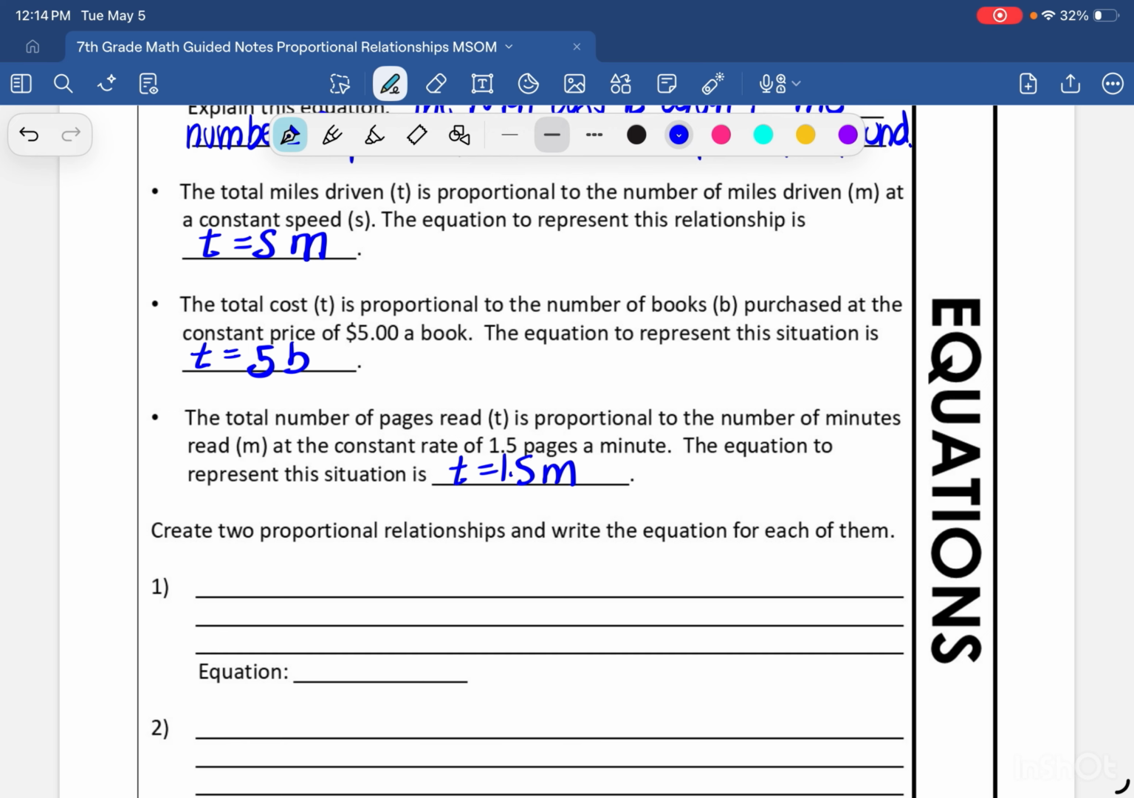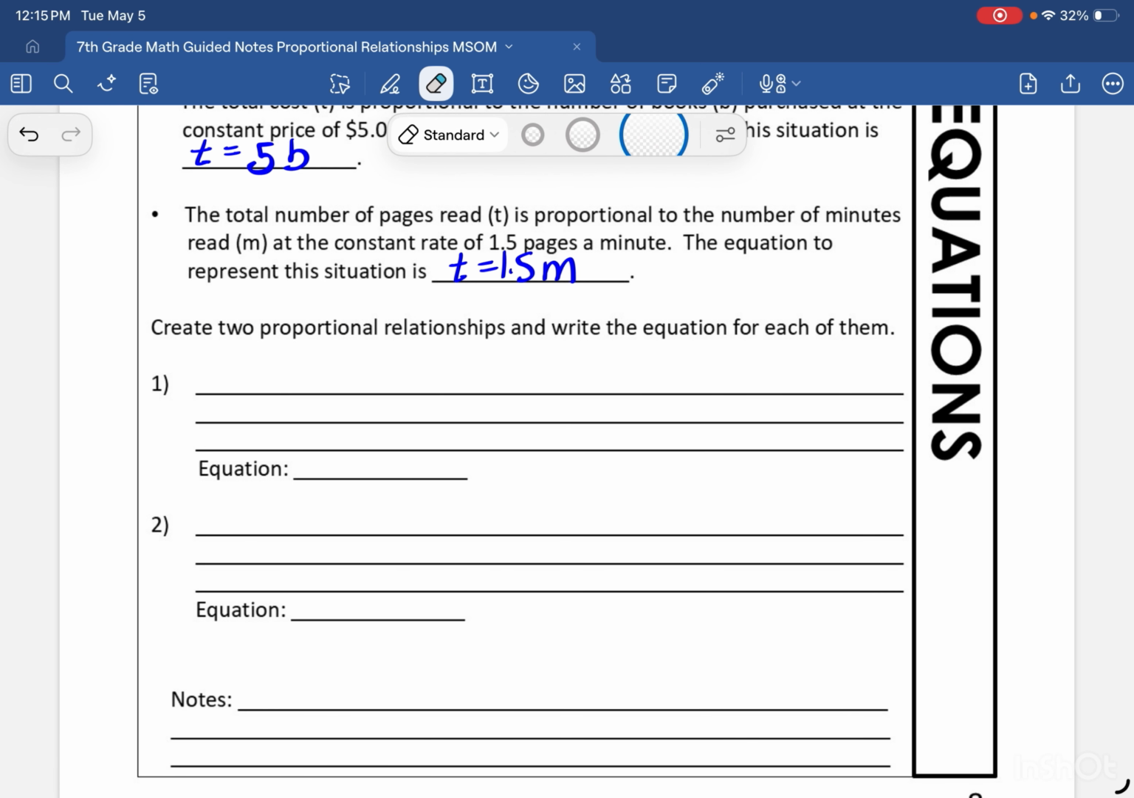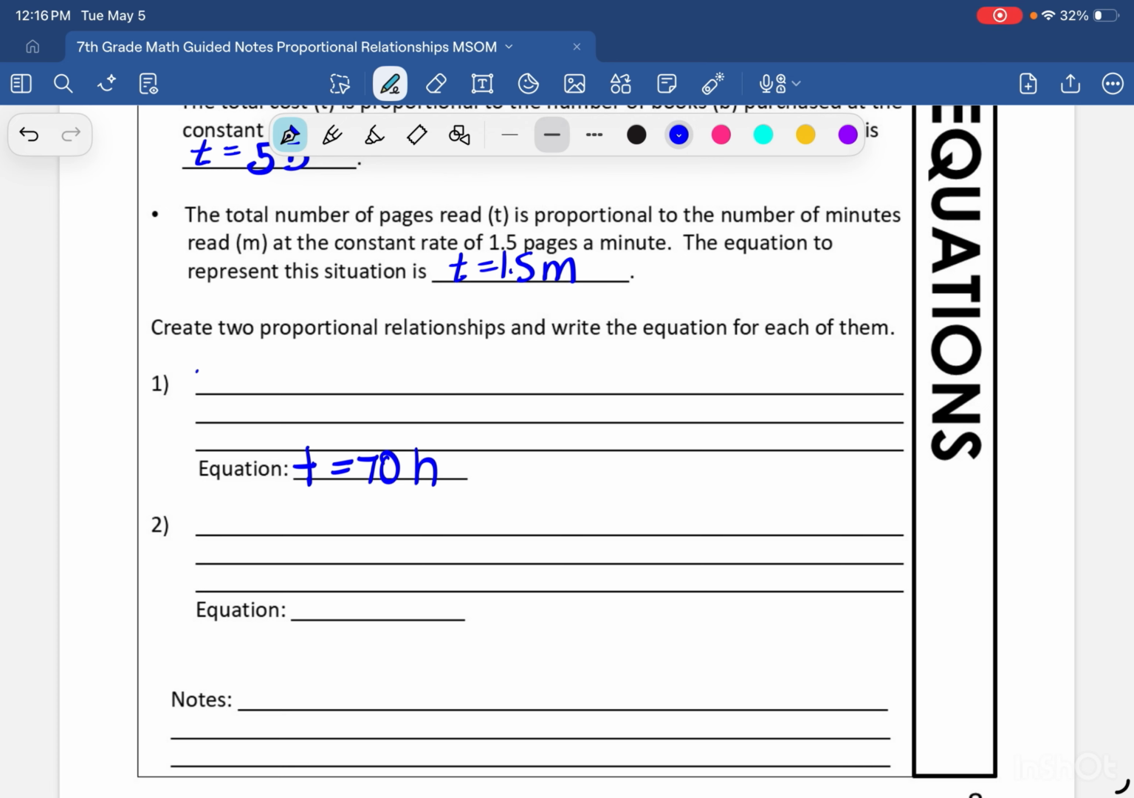Okay, now we need to create two proportional relationships and write the equation for each of them. Let's think about driving a car. Let's say I'm on the highway and I am driving 70 miles an hour. So I can figure out my total miles driven if I figure out how many hours I'm driving. So if I multiply 70 by how many hours I drive, I will get the total miles that I drove. So the total miles equals 70 times how many hours I drive.